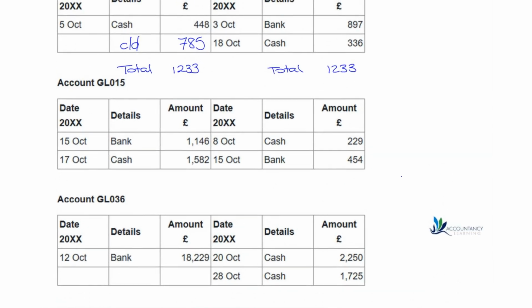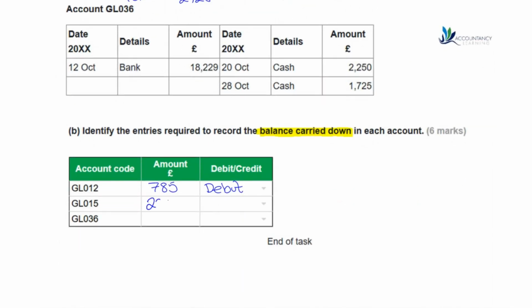We can do the same thing for GL 015. So this time our debit side is higher, so we're going to have our total 2728, and we need that to be the same on both sides. And this time it's the credit side that's going to need the carried down balance. So our carried down balance is 2,045 to make that total. So 2,045, and that was on the credit side.